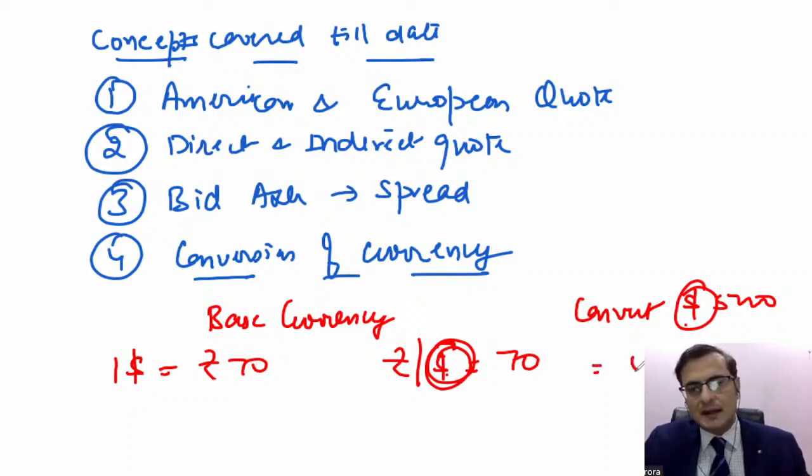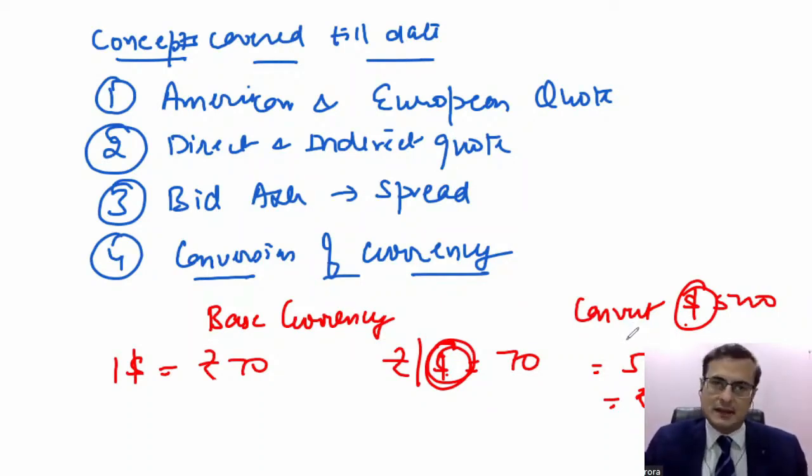So how do we convert that? 5,000 into 70, so we will have to pay 3,50,000. That was pretty simple. But if the rates which are given are not the same, then we have to divide. Otherwise, we multiply. So this was the concept that we did, and 3 questions.